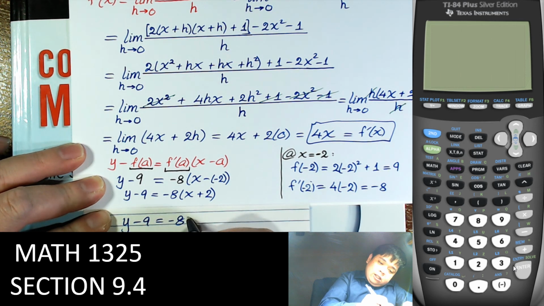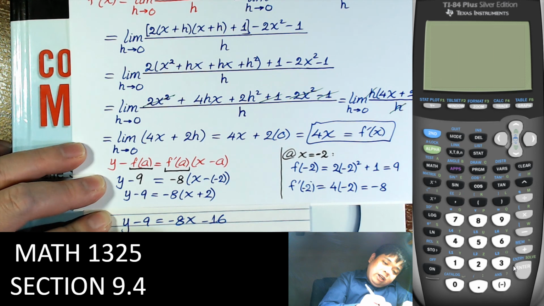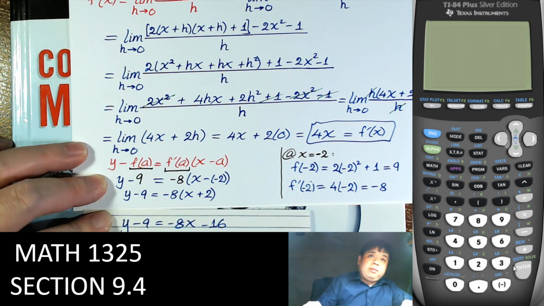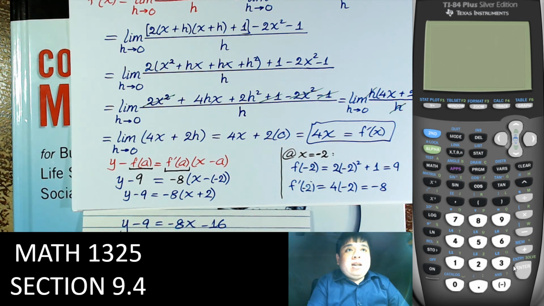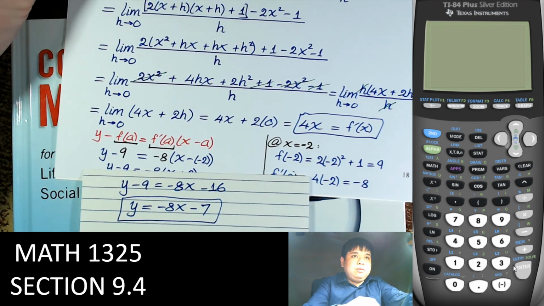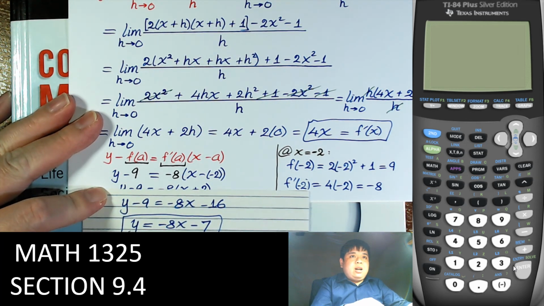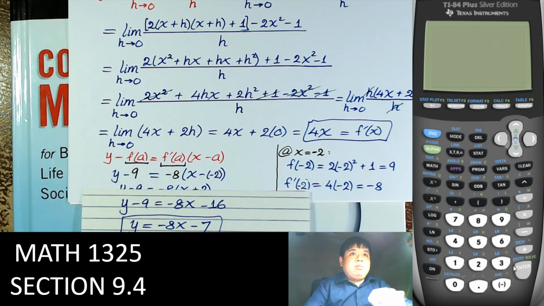Minus 8x minus 16. And then plus 9 on both sides. We have y equal to -8x plus 9 minus 16, which is -7. So minus 8x minus 7, sorry. Plus 9 on both sides. We have minus 8x minus 7.